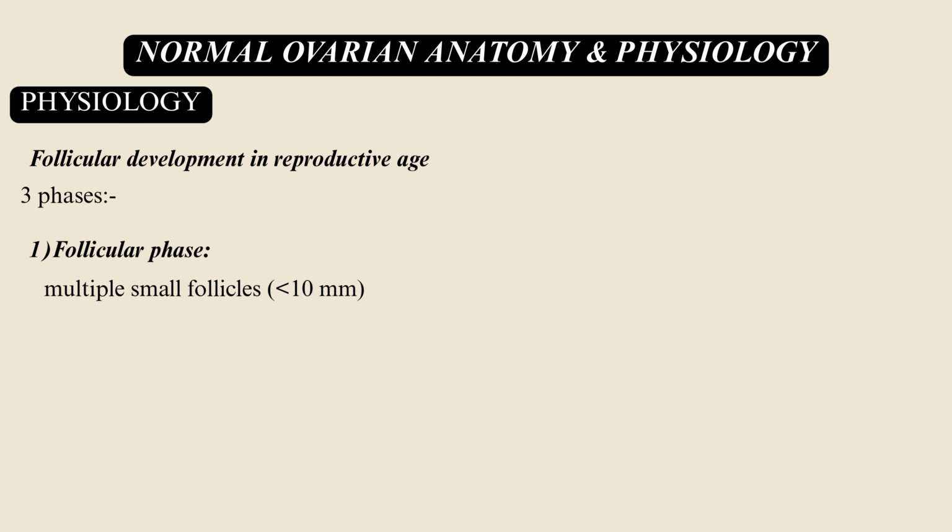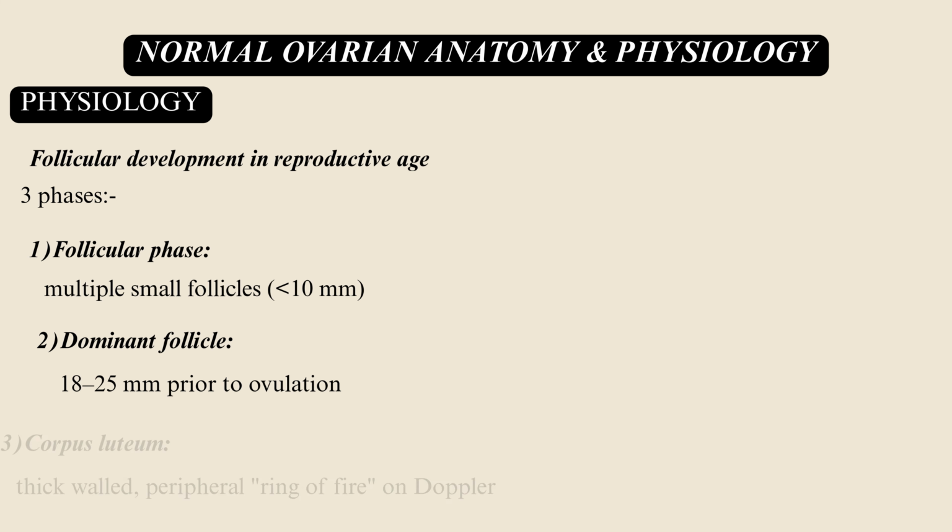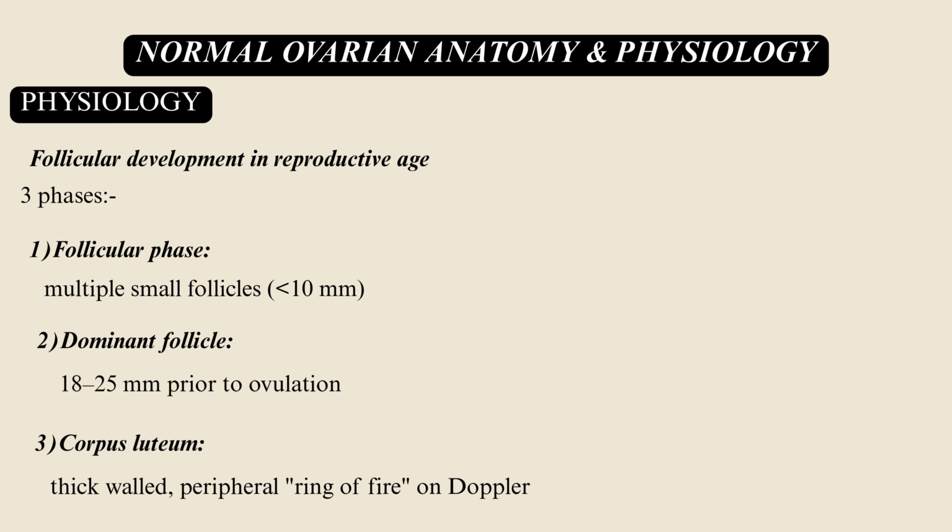Number 1 is the follicular phase, in which multiple small follicles, that is less than 10 millimeter, are there. Number 2, dominant follicle, in which an 18 to 25 millimeter diameter follicle is there prior to ovulation. Number 3 is corpus luteum, which forms after ovulation, and it is thick-walled with a peripheral ring of fire on color Doppler scan.